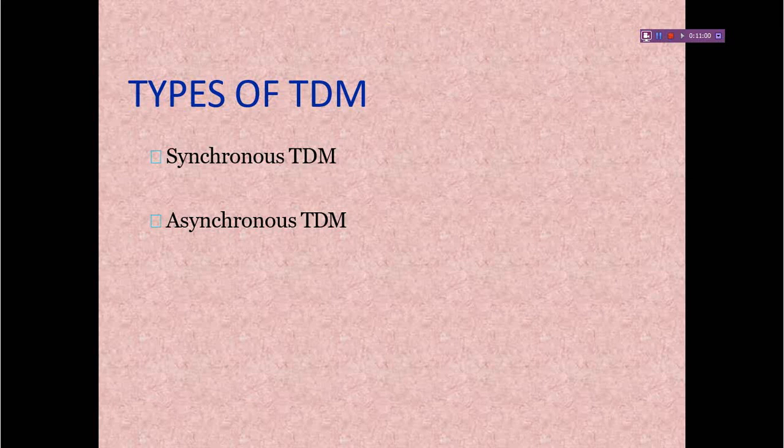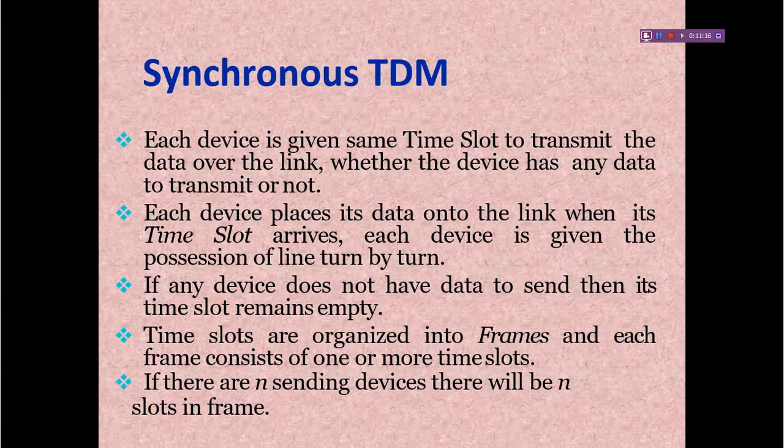And there are 2 types of time division multiplexing: synchronous time division multiplexing and asynchronous time division multiplexing. So let us discuss it. First is synchronous time division multiplexing. In STDM, each device is given the same time slot to transmit data over the link, whether the device has any data to transmit or not.